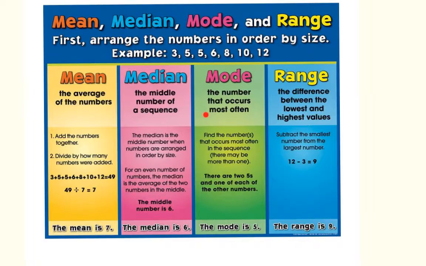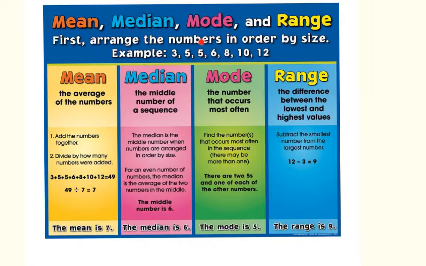Mode is the number that occurs most often, so MO. To do that, you find the numbers that occur the most often in this sequence. There may be more than one. So you could have two numbers that occur 3 times, and those would both be the mode. Then the range is the difference between the lowest and highest values. So you're just subtracting the smallest from the largest number to find the range.